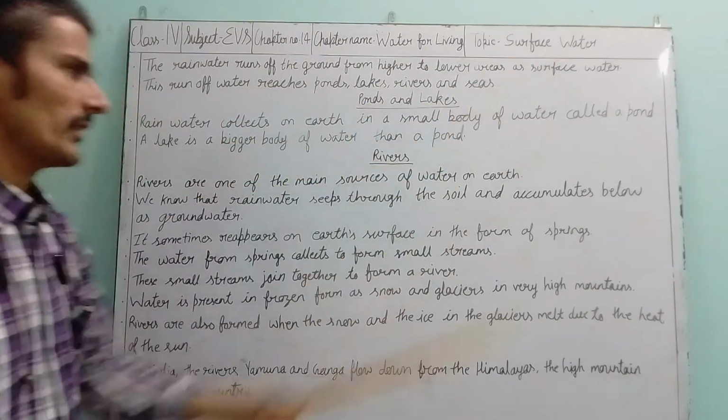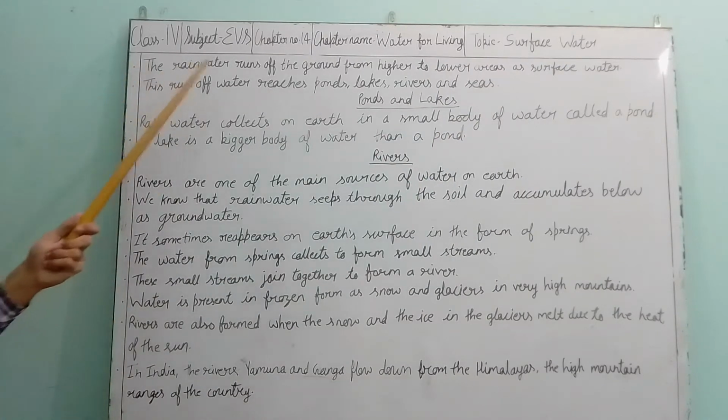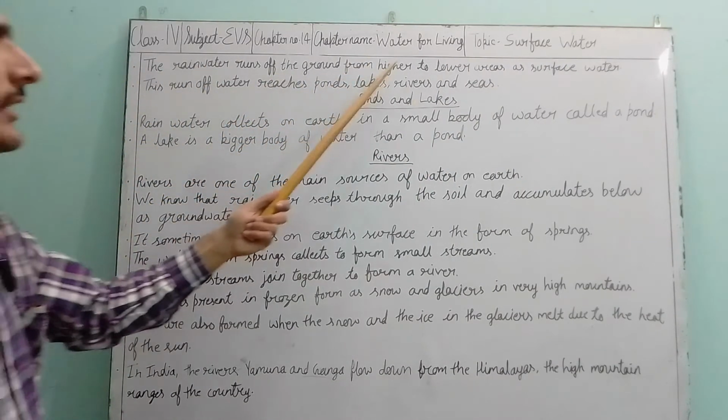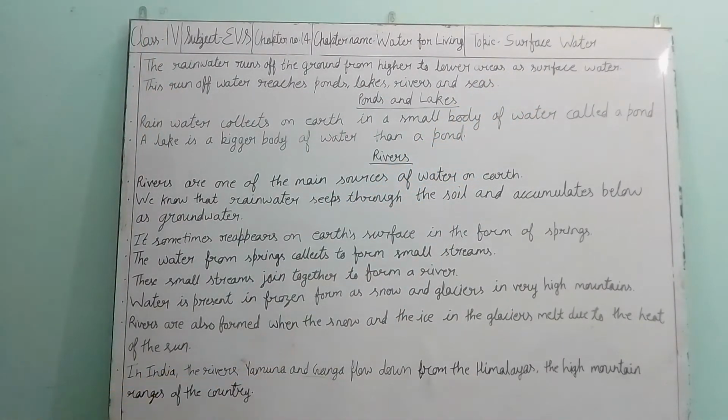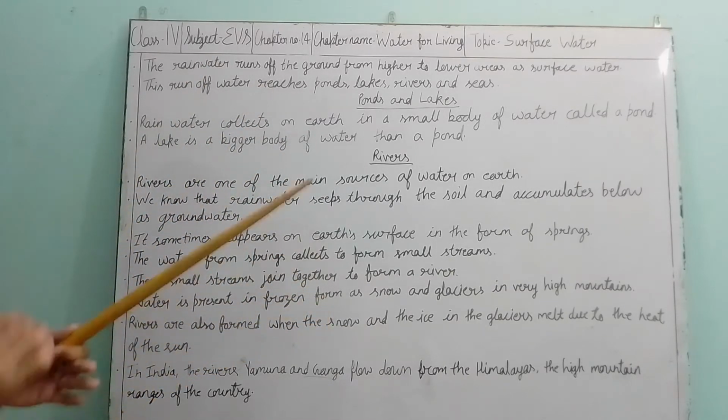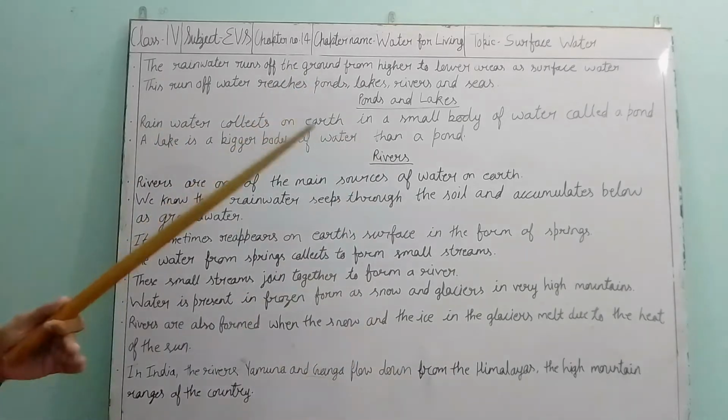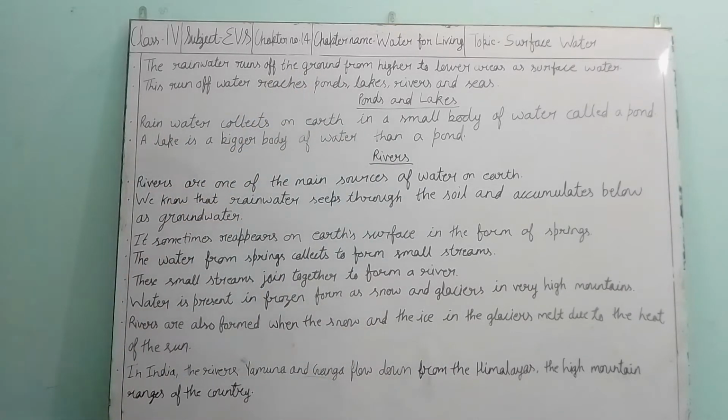Topic: Surface water. The rainwater runs off the ground from higher to lower areas as surface water. The rainwater that falls on the ground then moves from the higher to the lower places. The water that falls from the rain to the earth and then moves on is the surface water. It means the water found on the earth's surface, and it comes from the rain.